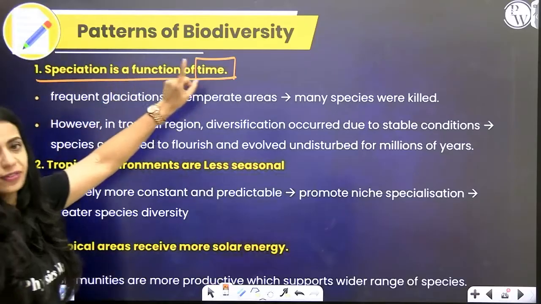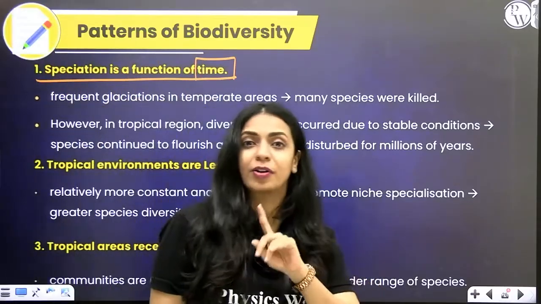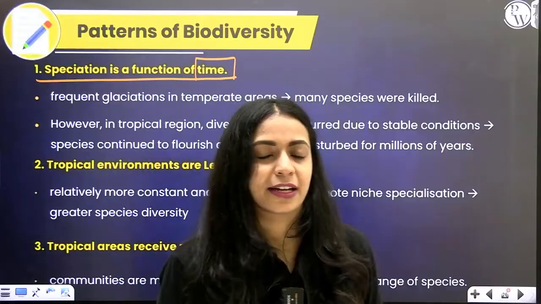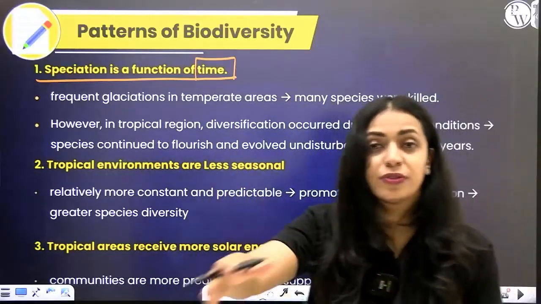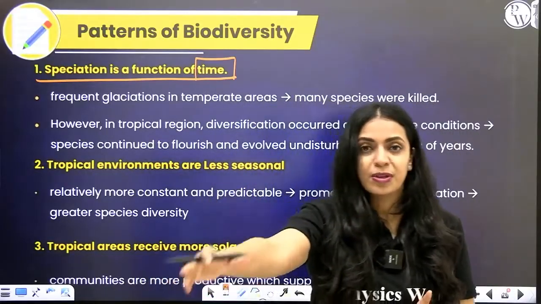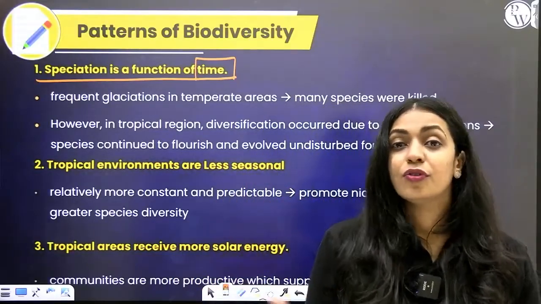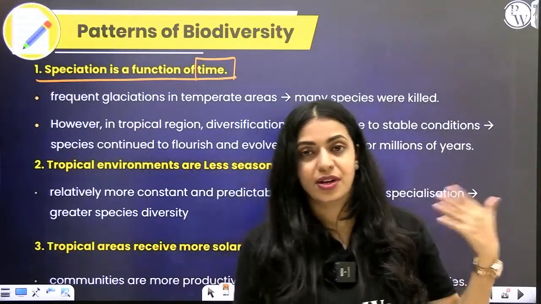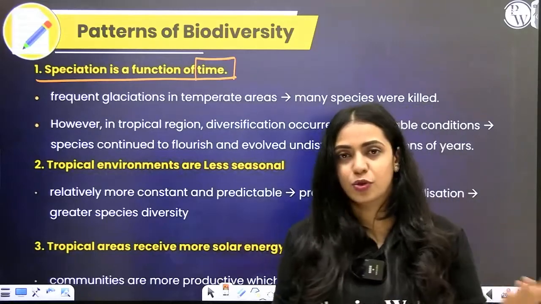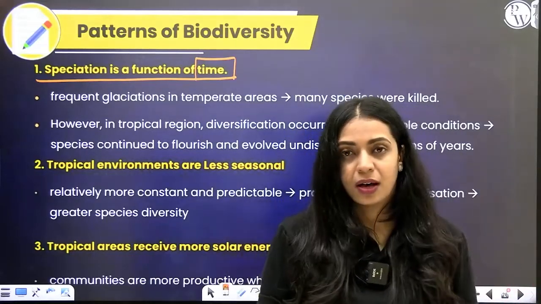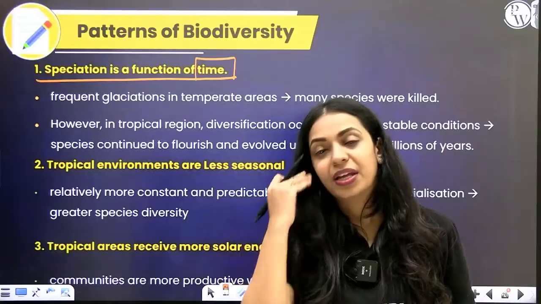Speciation is a function of time. What is speciation? You may have learnt about it in your evolution chapter in 12th grade. Speciation is the formation of new species. New species will arise from pre-existing species. Now, you've learnt about the evolution of man. There was Ramapithecus, there was Dryopithecus, and there are so many other of our ancestors, right? Prehistoric men.